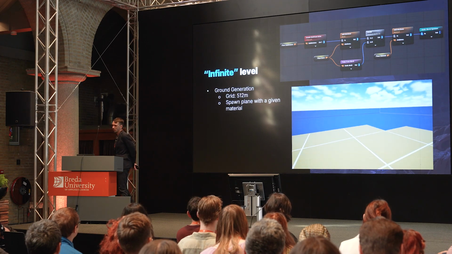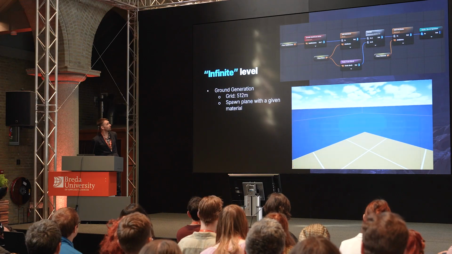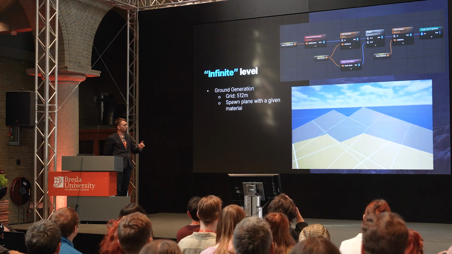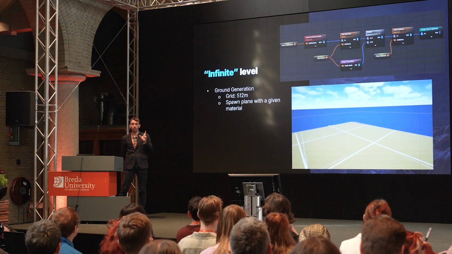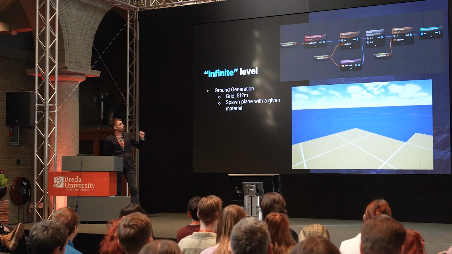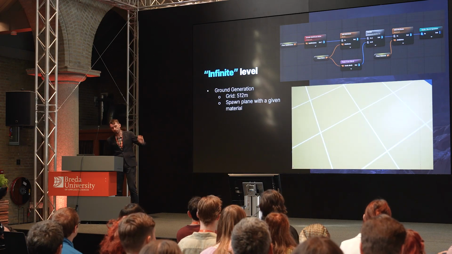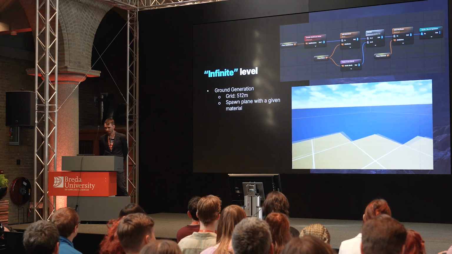I'm just generating points on the grid, assigning a mesh to it, doing some math computation to make sure that the plane is matching exactly the size of my grid, and then assigning a material to it, and then spawning it with the static mesh spawner.